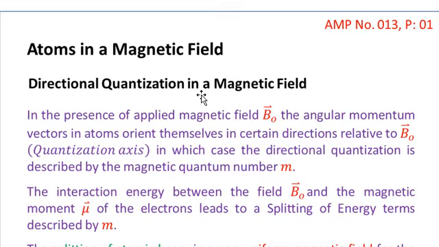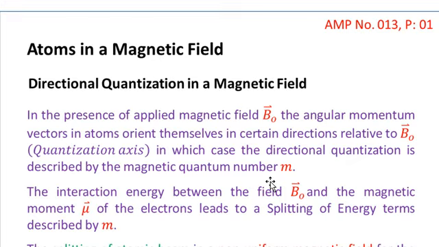We have discussed some of the directional quantization in the magnetic field in the previous series of lectures, that is in slides number 12. Now we are going to proceed further in this direction. So, directional quantization in the magnetic field. In the presence of an applied magnetic field B naught, the angular momentum vectors in atoms orient themselves in certain directions relative to B naught, where B naught is called the quantization axis, in which case the directional quantization is described by the magnetic quantum number M.